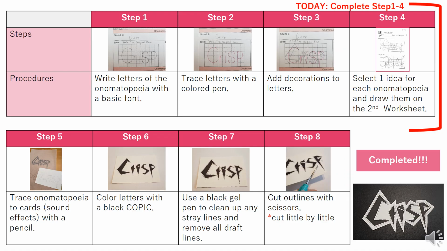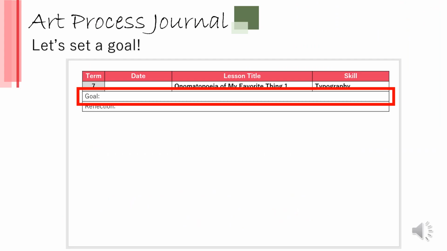If you get lost in what you're doing, then you can always check these procedures. And again, you have to complete step 1 through 4 by next week. So you have to complete your worksheet before the next lesson. Just as usual, please set a goal for today on the Art Process Journal, the digital version.